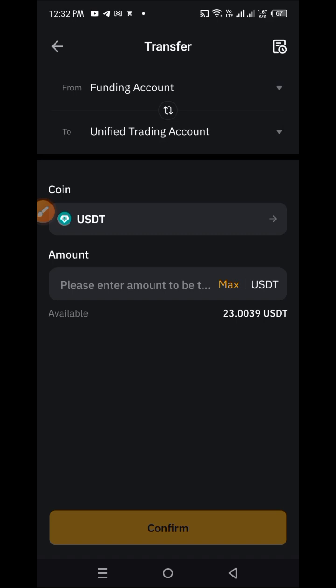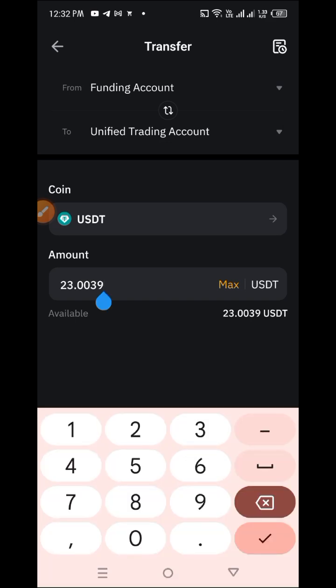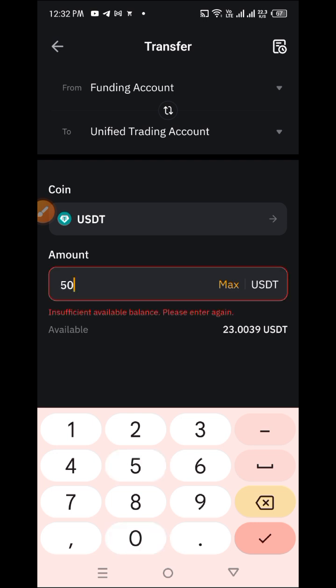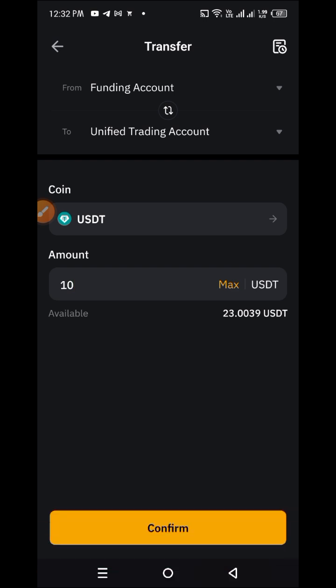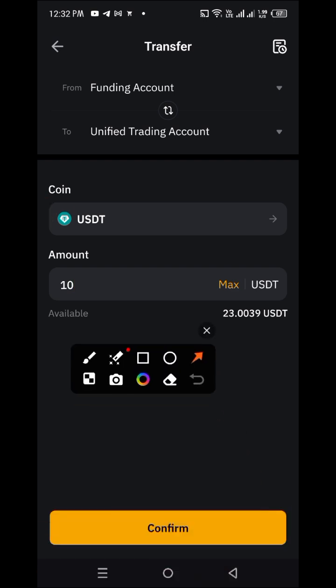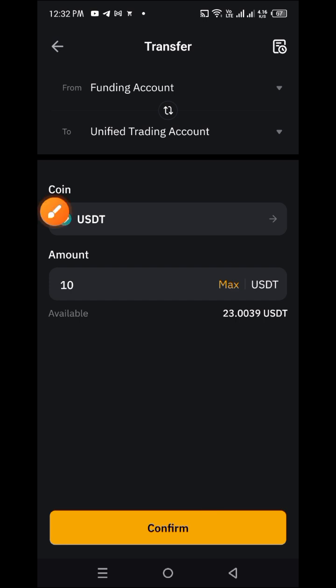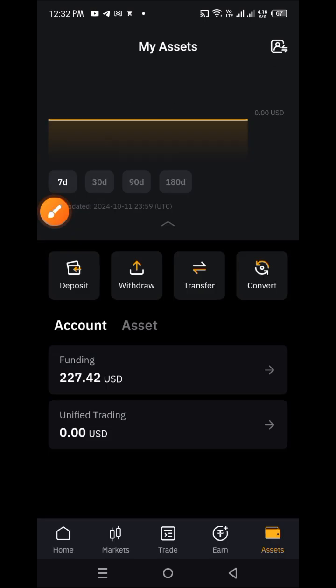USDT. So is it max? If it's max, it's going to take everything from your funding account and put it into your unified trading account, but we actually don't need max in this case, so we are going to input the value we want. Let's say 10. Then just go down and click on confirm. That's it right here. That's how you move funds from your funding account into your unified trading account.